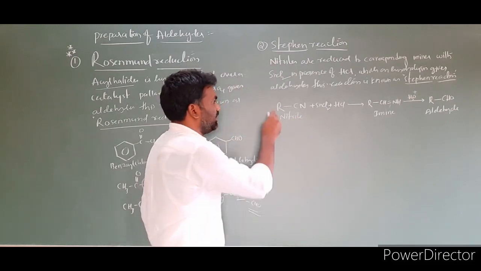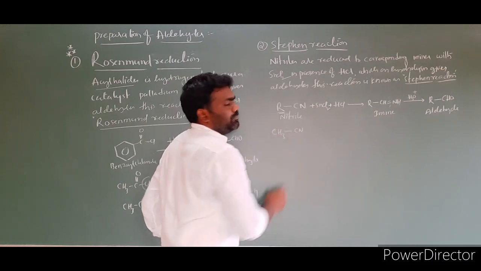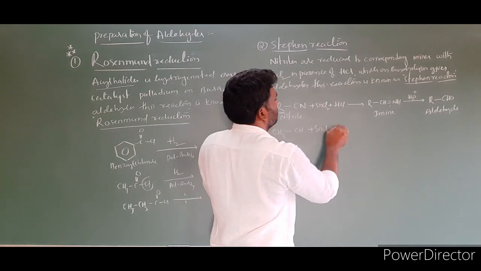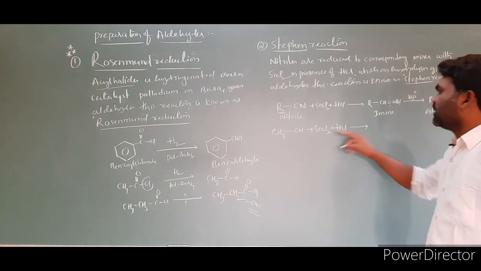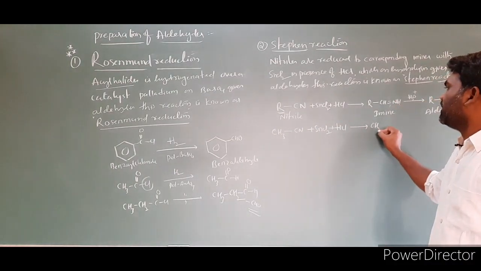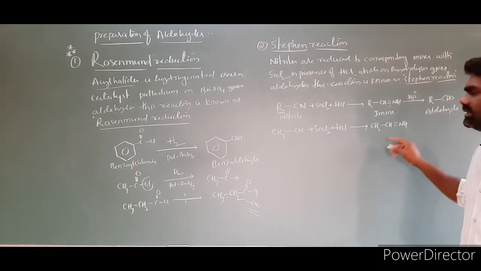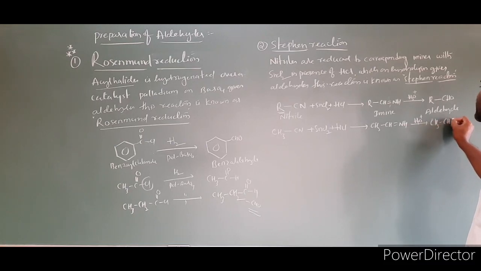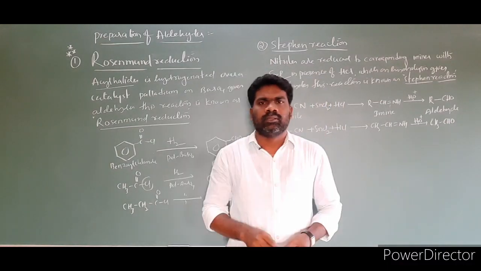Let us take one example for better understanding. Here R is CH3, so I am taking CH3CN. Then this one we have to treat with SnCl2 plus hydrochloric acid. What is the product we can expect? CH3CN will become CH3CH double bond NH. This is an imine. This imine, upon hydrolysis, gives the product CH3CHO. So this is the product formed in this reaction, a Stephen reaction.